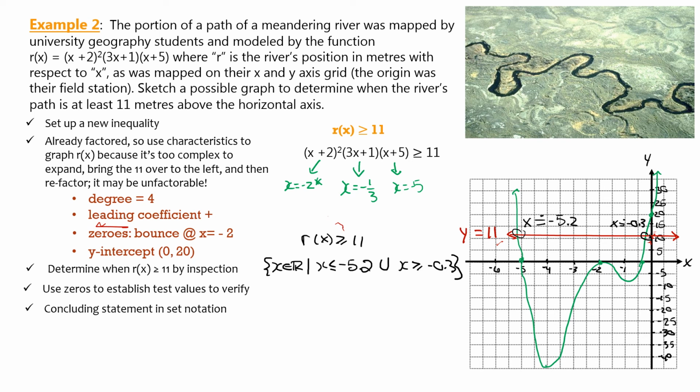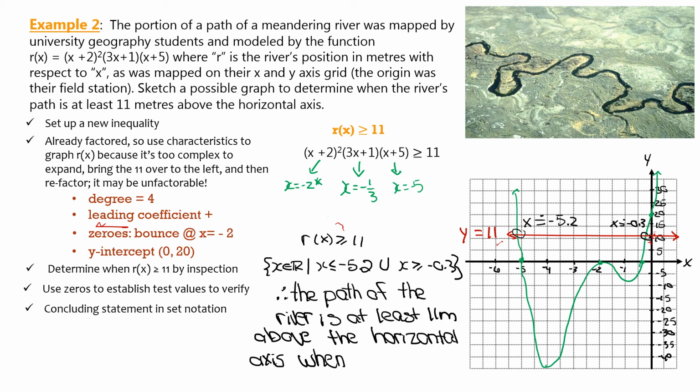So because it's a word problem, I also need a regular sentence. So I need a therefore sentence. And we're talking about the path of the river. So therefore, the path of the river is at least 11 meters above the horizontal axis when, and the last part I'm not going to write in words, I'm just going to use my notation, when x is less than negative 5.2 or when x is greater than or equal to negative 0.3. Let me fix my x there. So there's our answer for example 2 when we're just graphing.